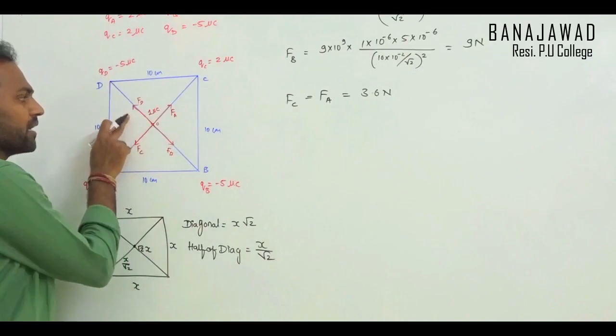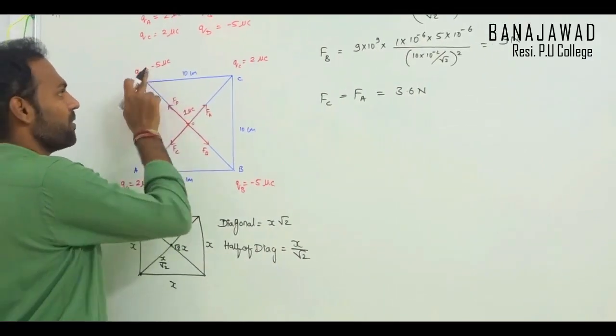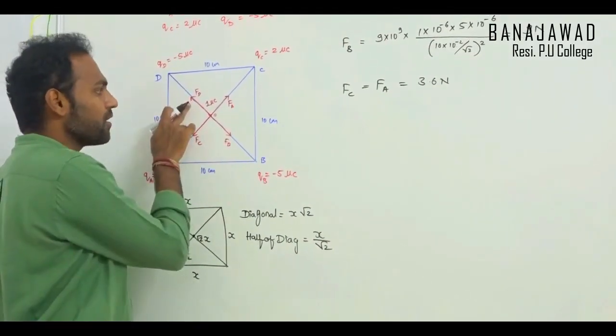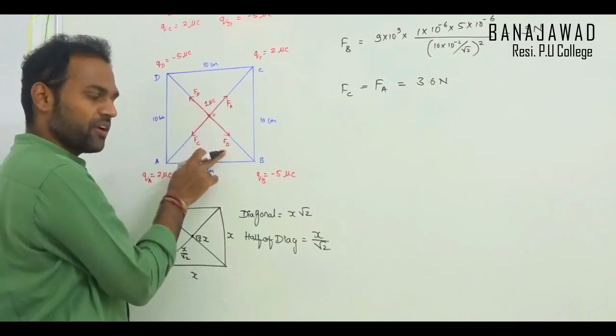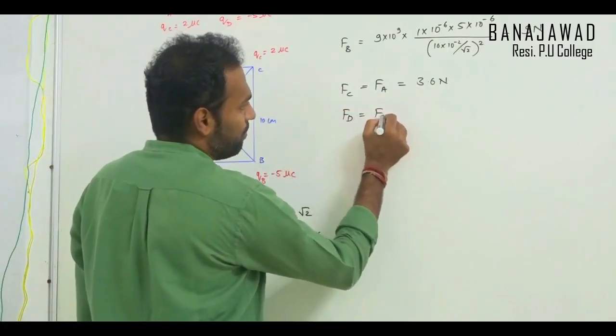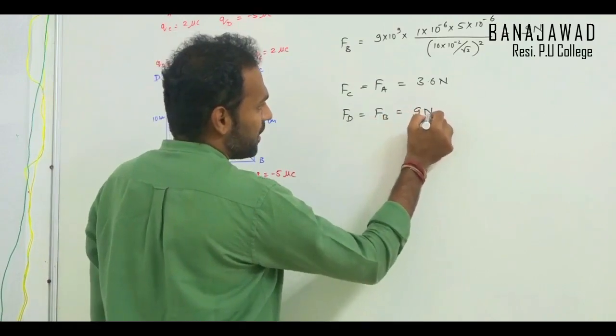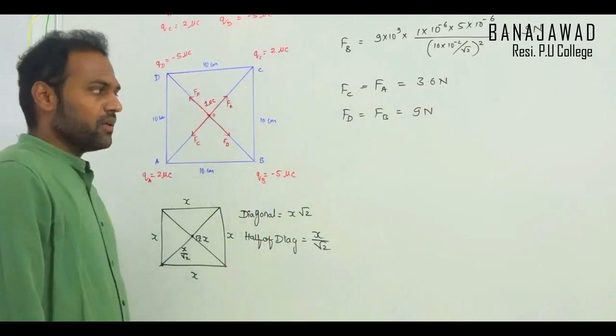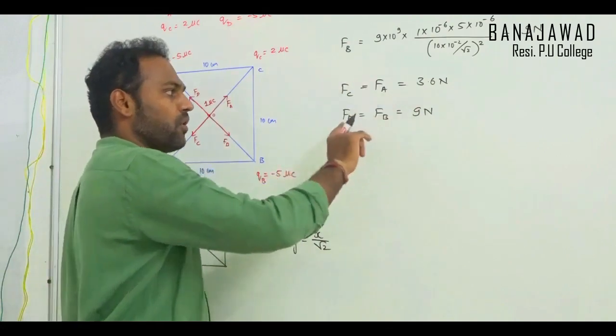Similarly, FD means it is the force between 1 microcoulomb and minus 5 microcoulomb. So what should FD be equal to? FD should be equal to FB. That's why FD equals FB equals 9 Newton. So we got to know the values of all the forces now.